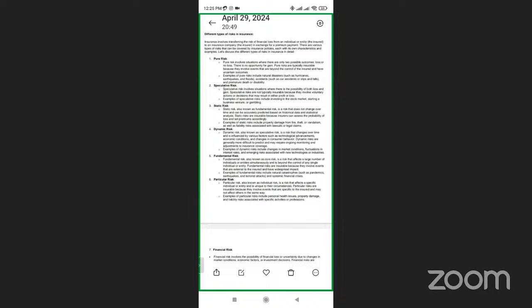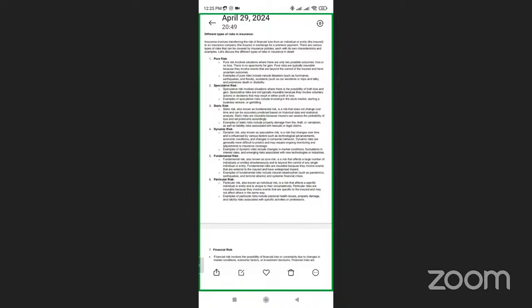Corresponding to particular risk, we have the fundamental risk. Fundamental risk basically refers to the risk which affects the masses in general. Generally, it affects a large number of individuals or a large number of entities. And it is generally considered to be beyond the control of any single individual.